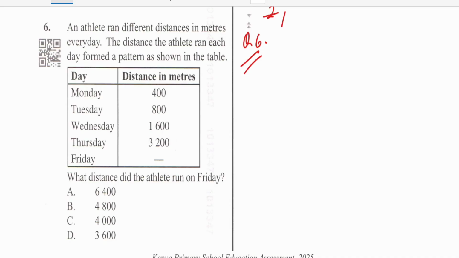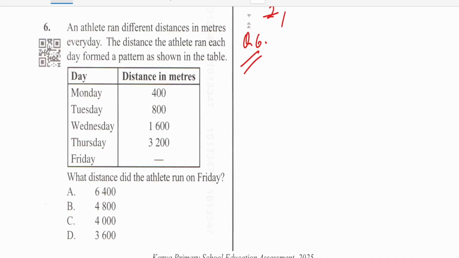Sawa. So umeambiwa Jumatatu, which is Monday, amekimbia 400 meters. Tuesday akakimbia 800 meters. Wednesday akaongeza akasema nikimbia mara mbili yake tena, akakimbia 1600. On Thursday akakimbia 3200 meters. Ameamua hata amemshinda ule ambaye nilimtaja sasa. So Friday akaona sasa 3200 meters nyingi, akasema achana na, ama sio hajaachana nao, kumbe ameendelea kukimbia.